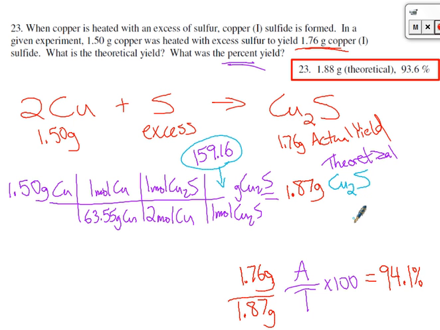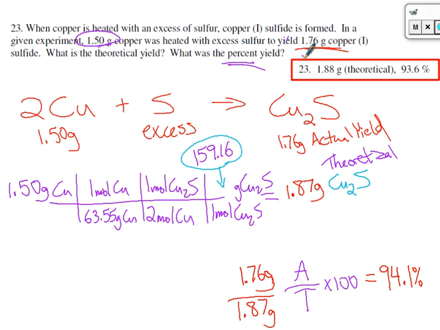Yes, I was worried about sig figs when I did this. I said I have 3 sig figs. I have 3 sig figs. Didn't lose any in the dimensional analysis. I still have 3 sig figs. So I did 1.76, which is 3, divided by 3, times 100, which is infinity. 94.1 is 3 sig figs. So careful with your sig figs the whole time.